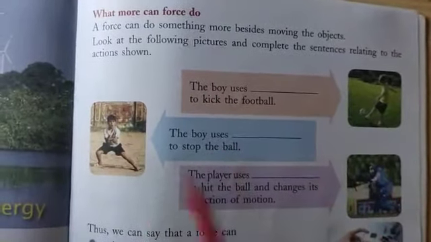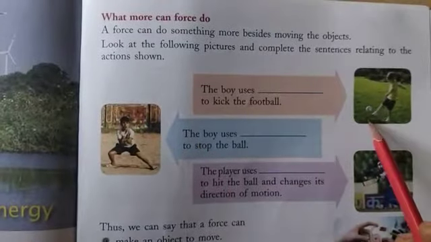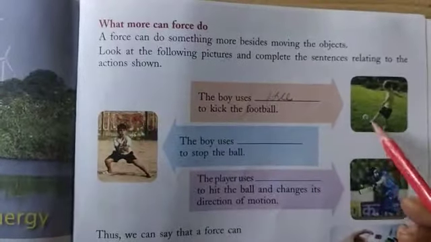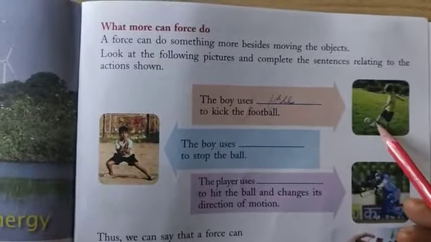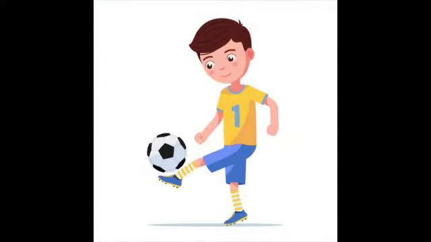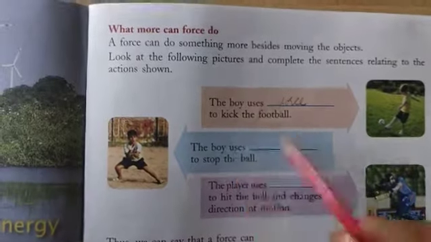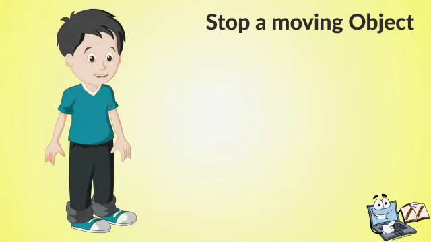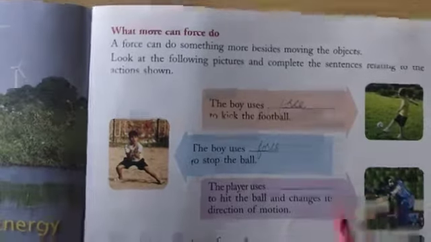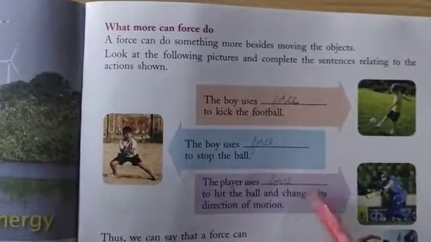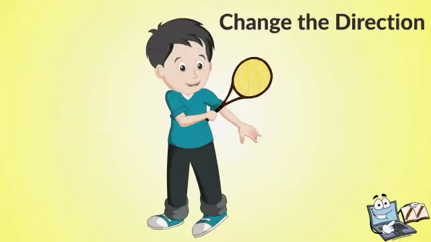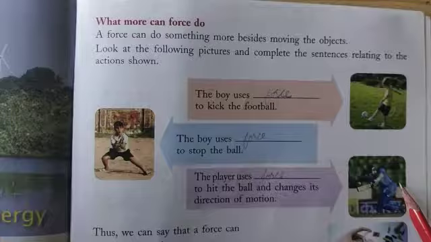Look at these pictures. Some pictures are given here. First one: the boy uses force to kick the ball. This boy is kicking the ball, and to kick the ball he is applying force on it. It means we can make an object move by using force on it. Second one: the boy uses force to stop the ball. It means we can stop a moving object by using force on it. Third one: the player uses force to hit the ball and changes its direction of motion. It means we can change the direction of a moving object by applying force on it.